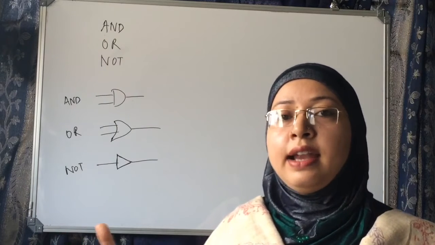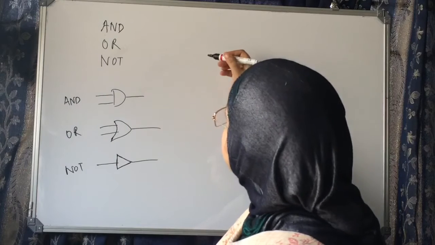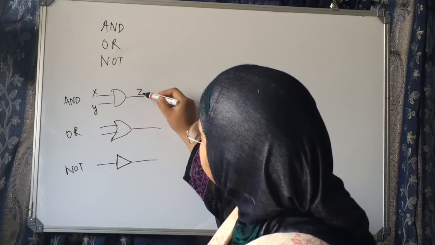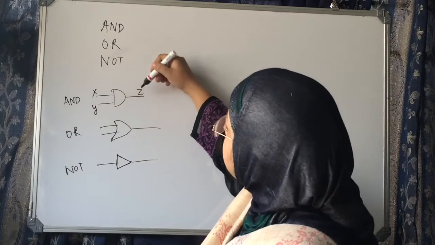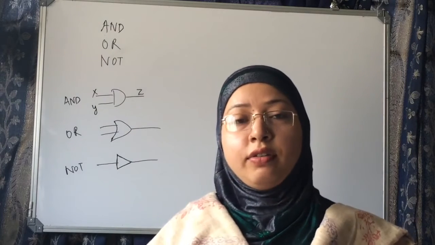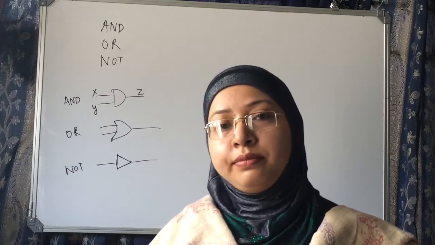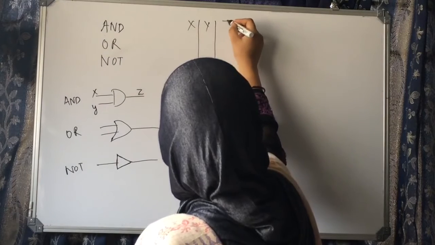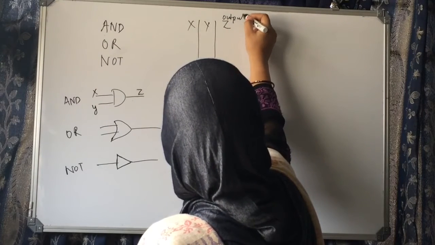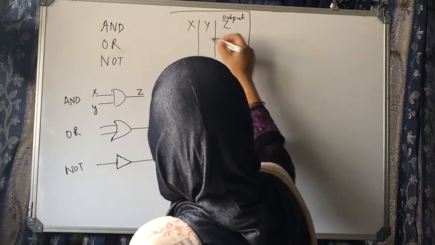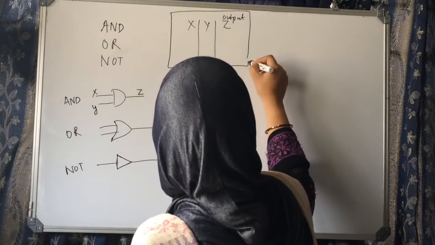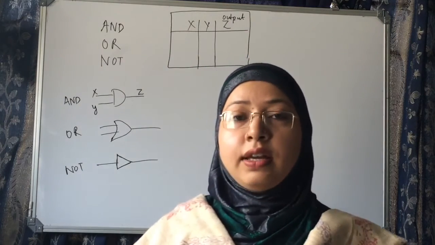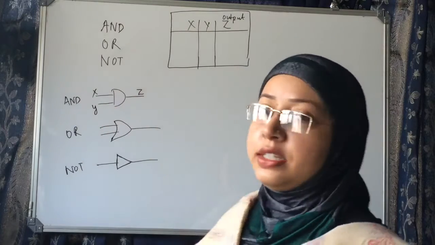how AND gate works. Suppose there are two inputs, X and Y, and Z is output. Then output will be 1 only when both the inputs are 1. Otherwise it is 0. X, Y is input and Z is output.